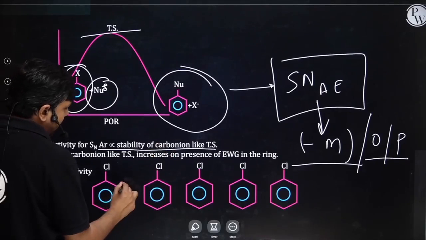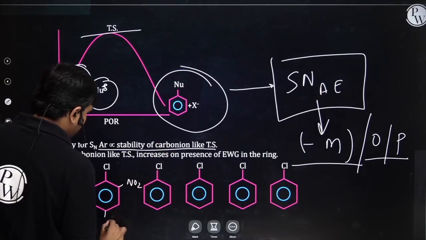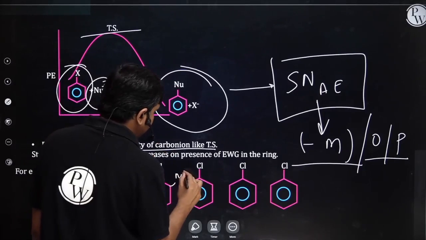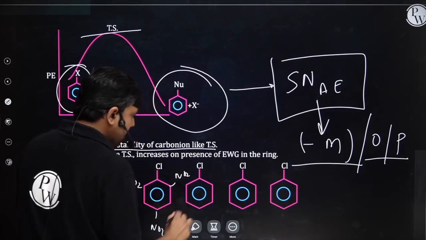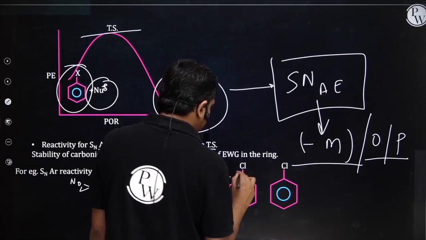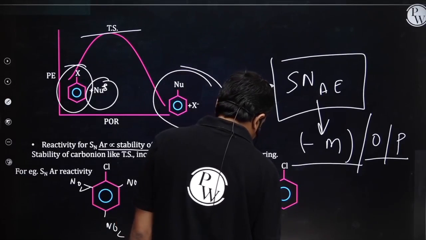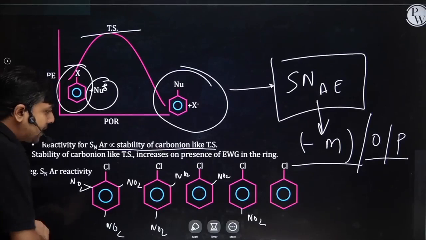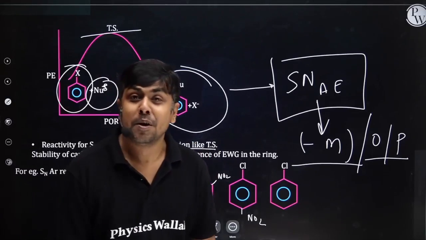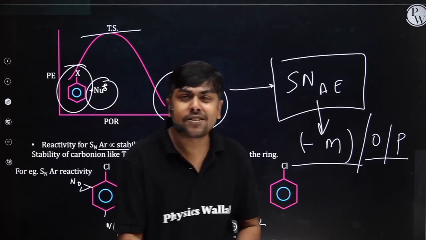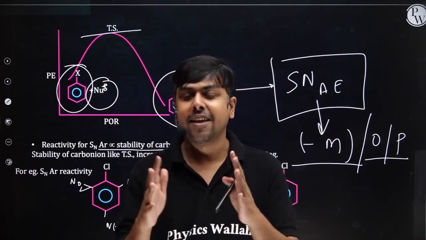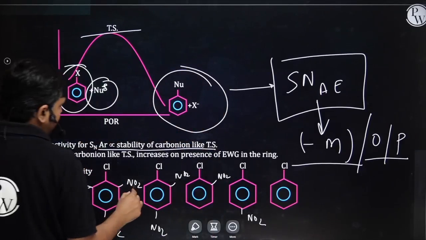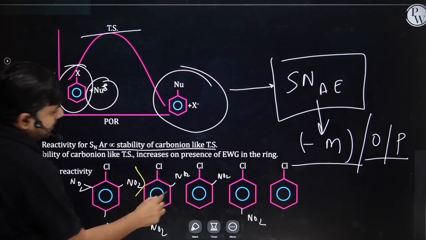Let's see. Let's suppose here I am having NO2, NO2, NO2 here. 3 electron withdrawing groups here. Let's keep 2 electron withdrawing groups here. Let's keep 1 electron withdrawing group here. Let's keep 1 electron withdrawing group here. No electron withdrawing group here. What do you say? In which case will the rate of reaction be fastest? The more electron withdrawing groups, the faster will be the rate of SN-AE in case of aryl halide. So can I say 3 electron withdrawing groups? So this reaction will occur at a faster rate than this one.